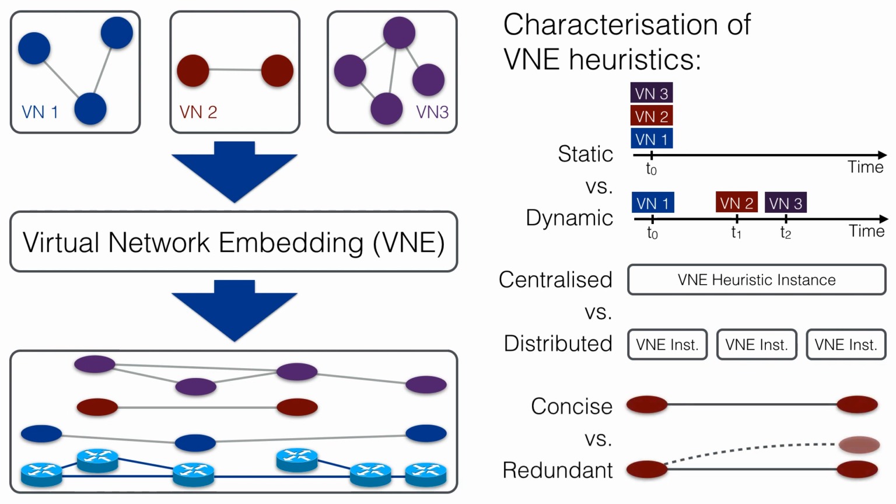The third and final distinguishing factor concerns the amount of redundancy that is introduced. In case of a concise embedding, only the exact amount of requested resources are allocated to a virtual network. Some heuristics, however, allocate more resources to a virtual network than originally requested, which is referred to as redundancy. Redundancy reduces the negative effects of physical resource failures on the deployed virtual networks by providing virtual backup resources that map onto different physical resources.